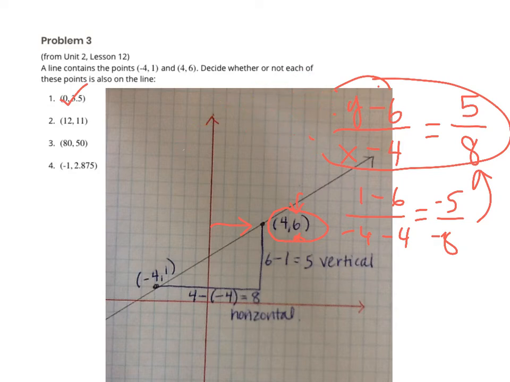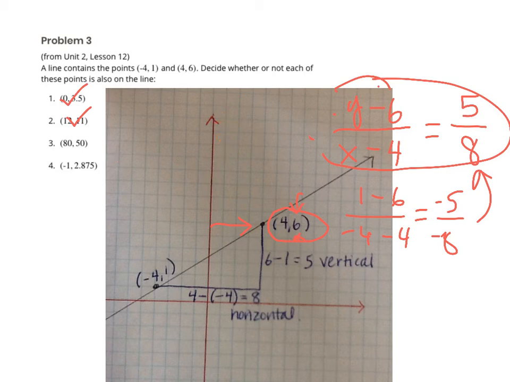It's getting kind of messy here. All right, so now let's try 12 and 11. So 11 minus 6 over 12 minus 4 is our equation. That gives us 5/8 exactly, so that one falls on the line, which is terrific. So far we have A and B.